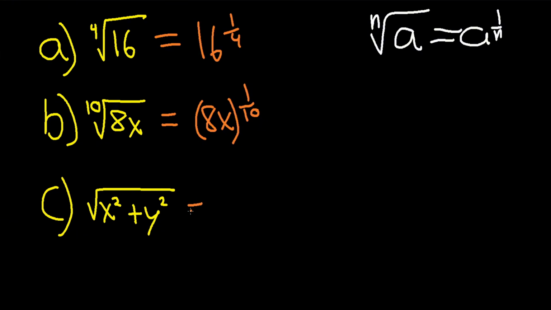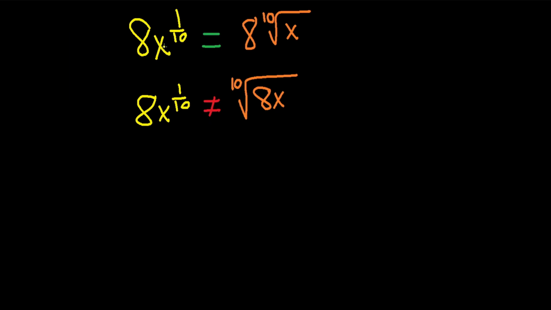Now for c, let's remember that if there is no written index for the radical, then that is just a square root. And so we write this as x squared plus y squared all to the power of 1 over 2. From our previous video on exponents, we should know that only the term to the left of the exponent gets the power, and so again we have to be careful with our parentheses.